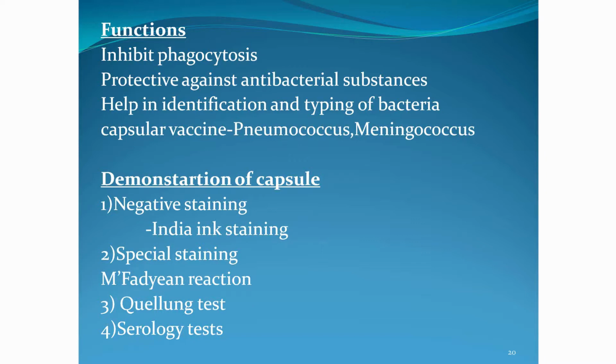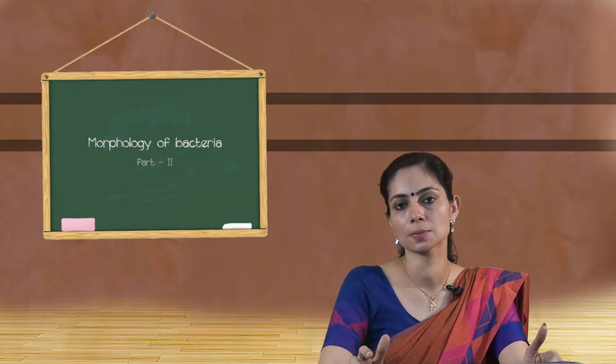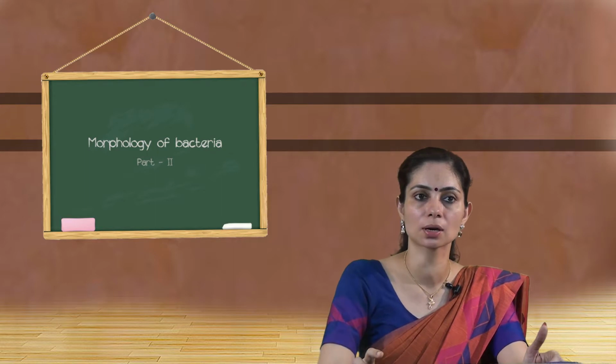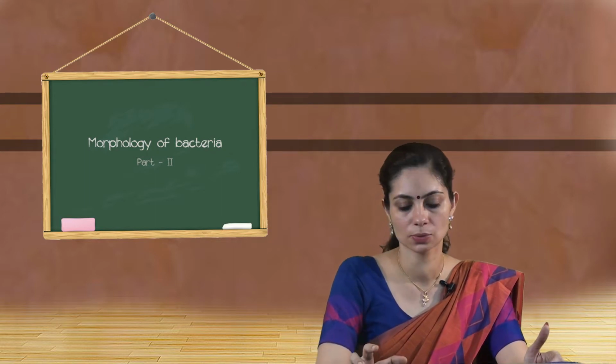That is negative staining. Other methods include special staining, that is the McFadyean reaction, which is done in the case of Bacillus anthracis for the detection of capsular material. Then we have the Quellung test, that is a capsule swelling test, which can be done. Other serology tests also can be done for the demonstration of the capsule.